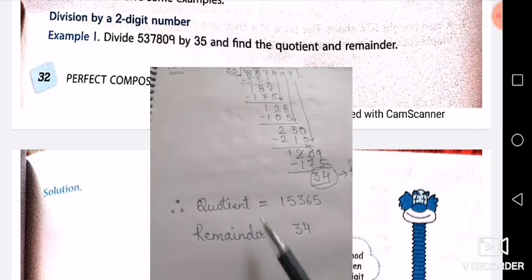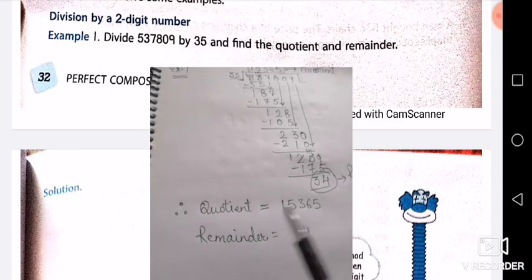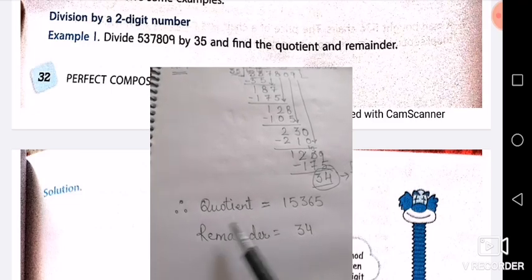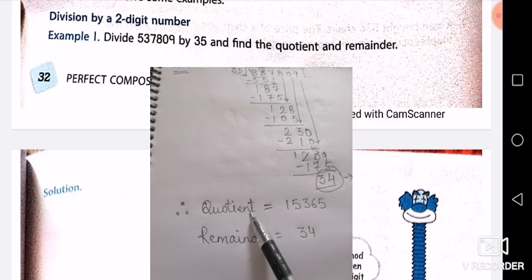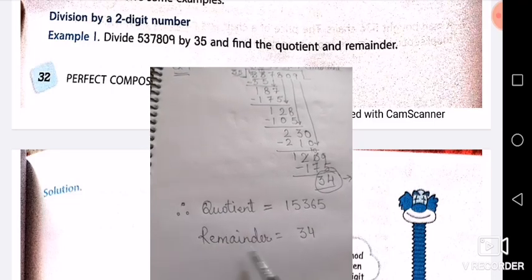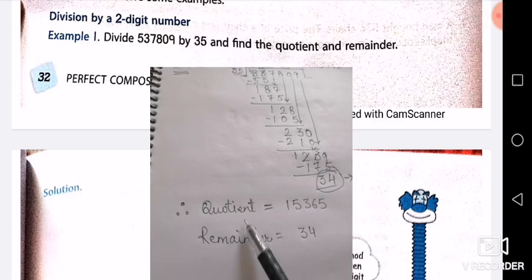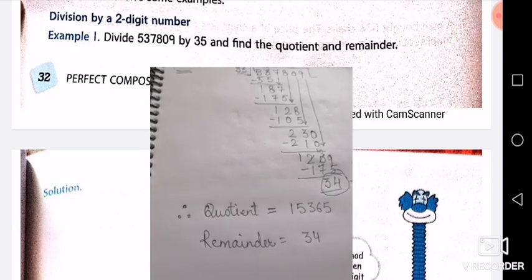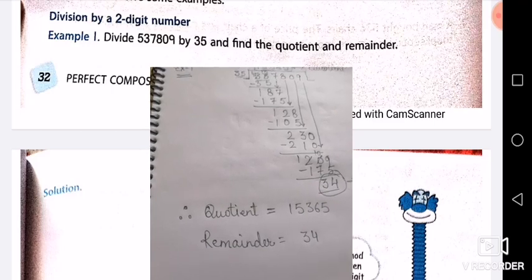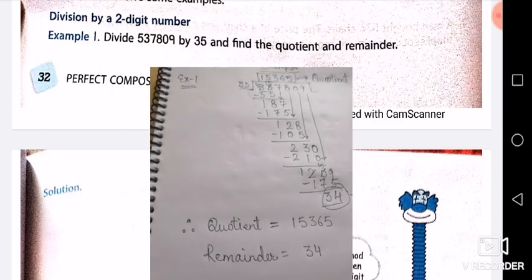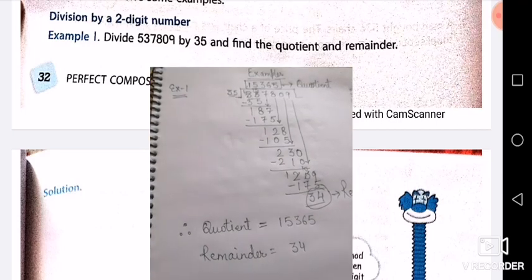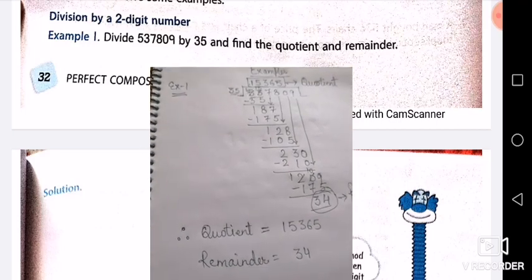Nobody will write Q and R. As many times as you do the question, you have to write quotient in full spelling and then remainder in full spelling. Nobody is going to write Q and R. See, in this also, find the quotient and remainder. It is a part of the question. You have to write quotient and remainder. I hope this example is clear to you all.